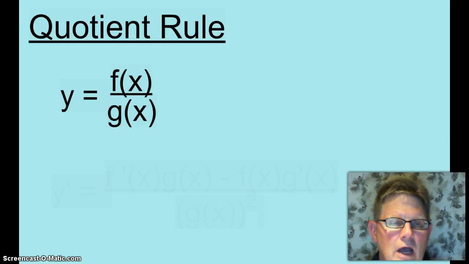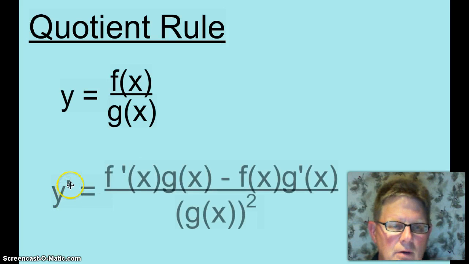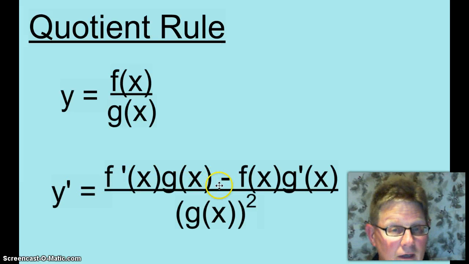Okay. y equals some function f of x over another function g of x, and hopefully, in order for this to work, g of x cannot equal 0. And here is the derivative. y prime equals f prime of x times g of x minus f of x times g prime of x, all over g of x, the quantity squared.